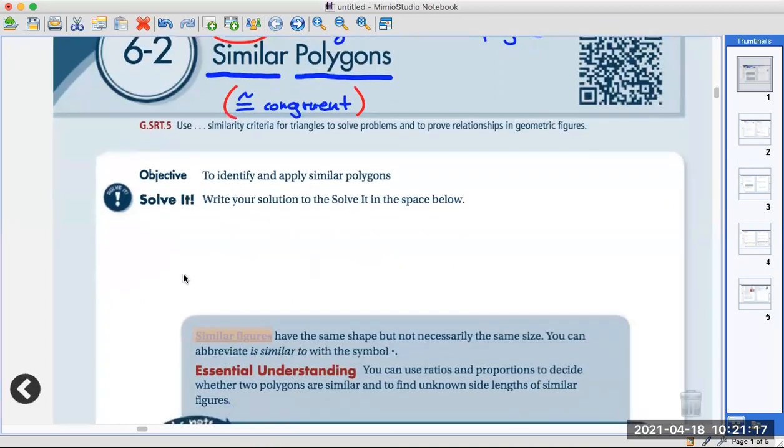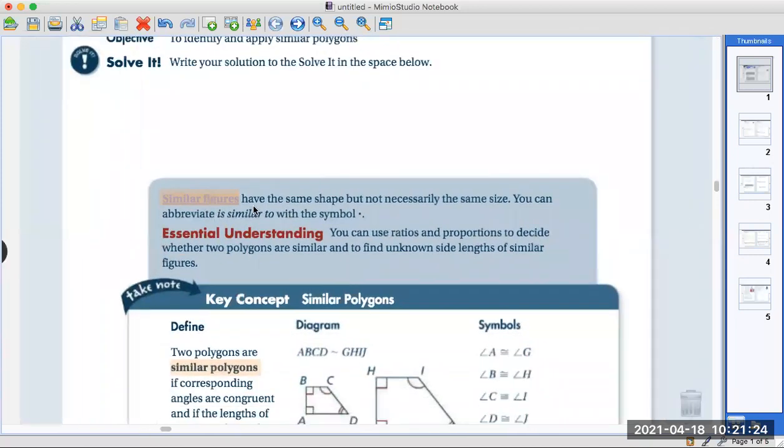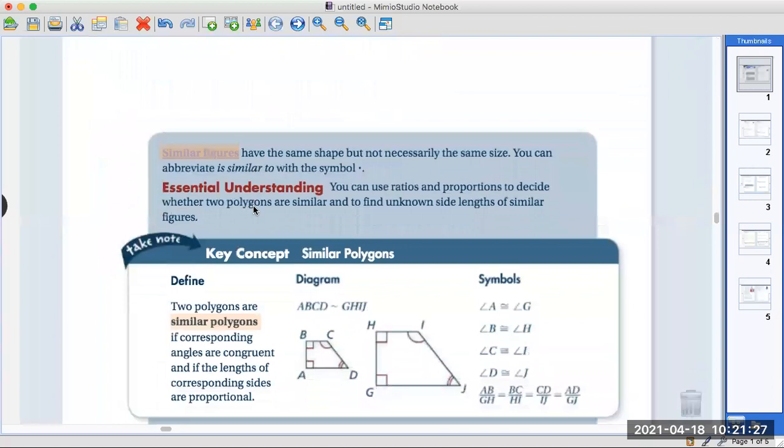Okay, so what we're learning today is how to identify and apply similar polygons. Similar figures have the same shape. Let's read this and underline it so you know that you need to come back to it. They have the same shape, but not necessarily the same size. They could be the same size actually, but usually they're not. You can abbreviate "is similar to" with the tilde symbol, okay?